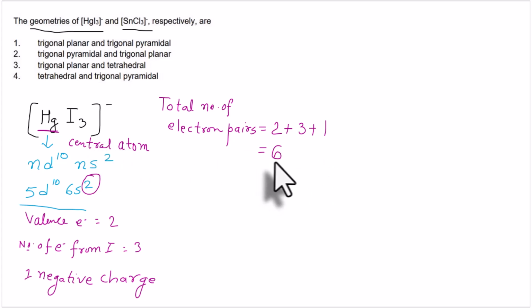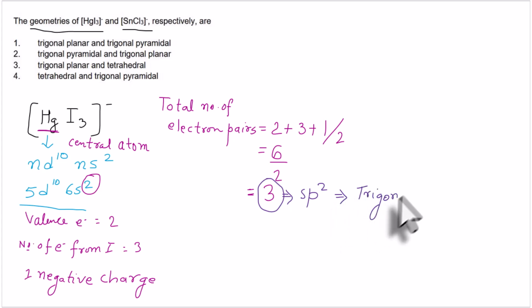Now we are talking about electron pairs, so we divide it by 2. So 6 by 2 is equal to 3 electron pairs. And this corresponds to which geometry? Three electron pairs correspond to sp2 geometry, which is trigonal planar in shape.